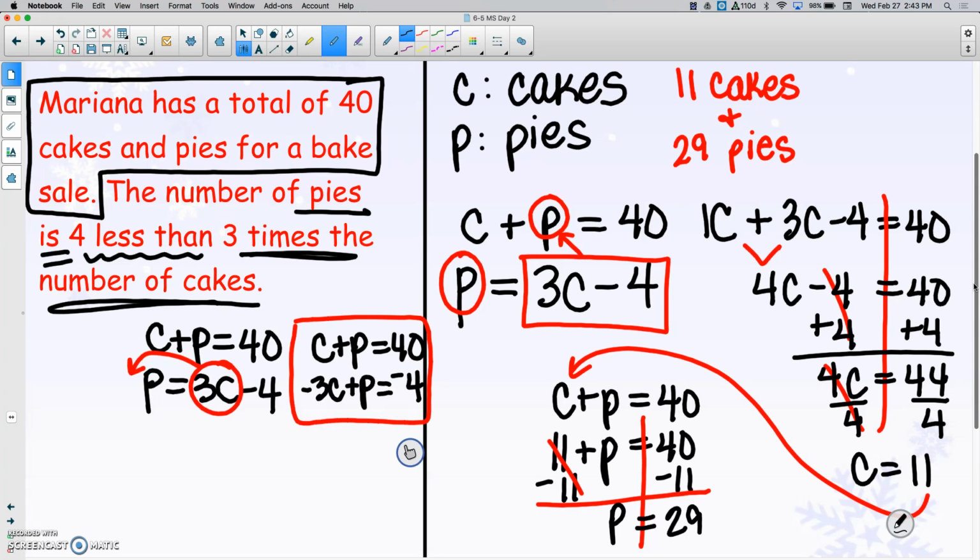And then you could figure out your opposites and do elimination using this system instead. So maybe you would multiply the top equation by 3 to cancel out the c's, or you could multiply either one by -1 to cancel out the p's. So if you want to do elimination, that is always an option for you. You just have to do a little bit of rearranging first.